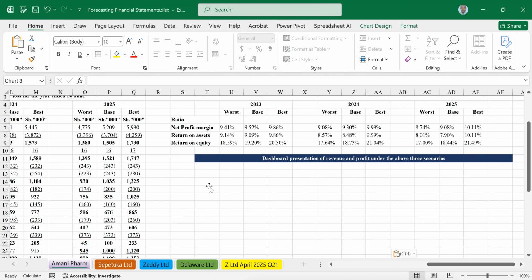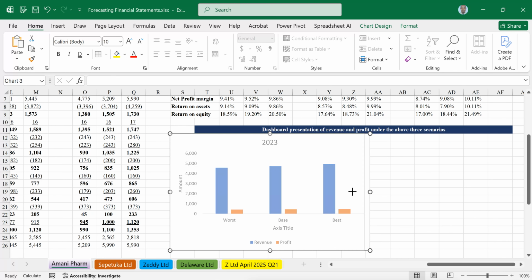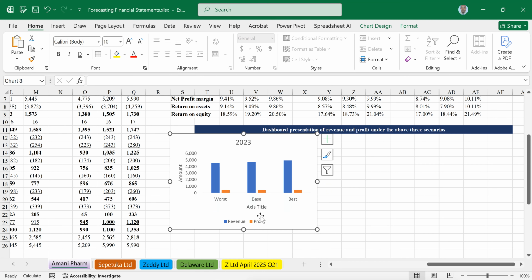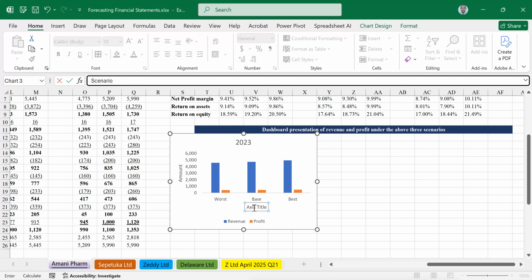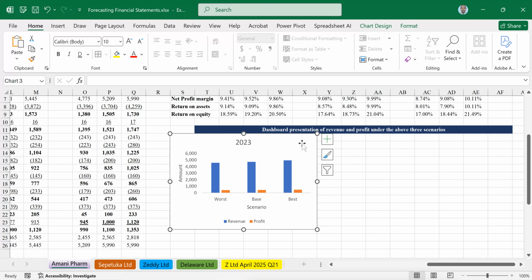So that is the first chart for the first period. First chart, we move to the second chart. So this axis is scenario. Did not change this one to be scenario. So that is the first chart. Second chart, same as that for 2024.